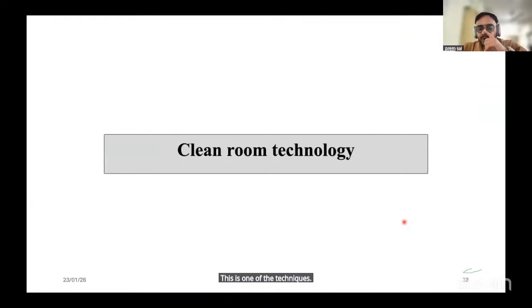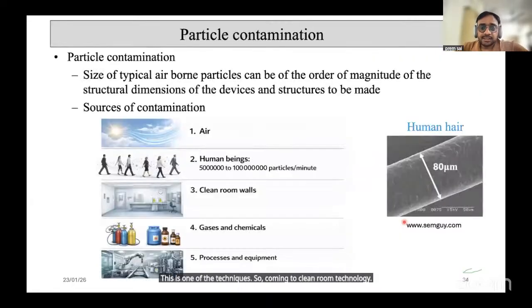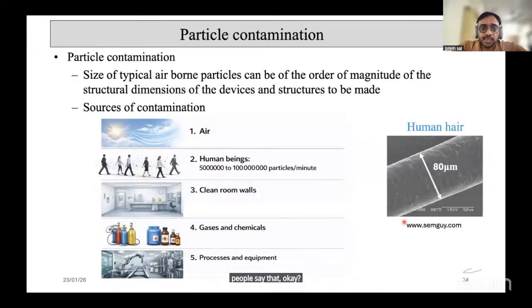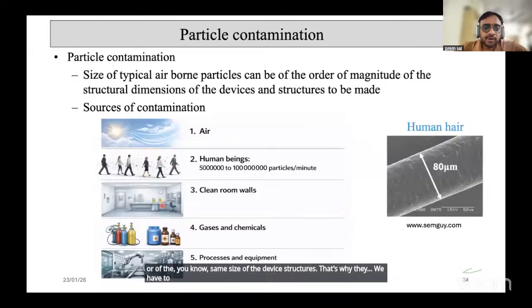So coming to clean room technology, I think we all know this. We are the contaminants. When you are working on the device, even a sneeze can go and create a short circuit between two metal wires at the nanoscale. As I mentioned, the size of the airborne particles is the same as the size of the device structures. That's why we have to have a clean room.